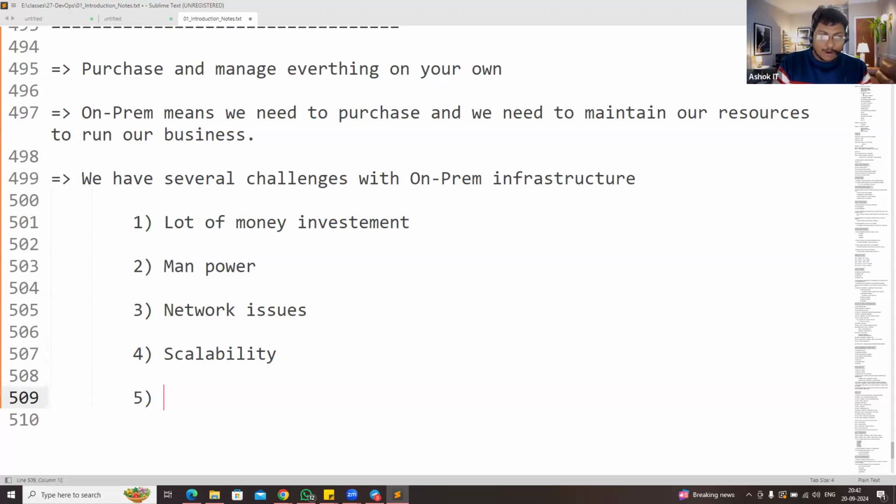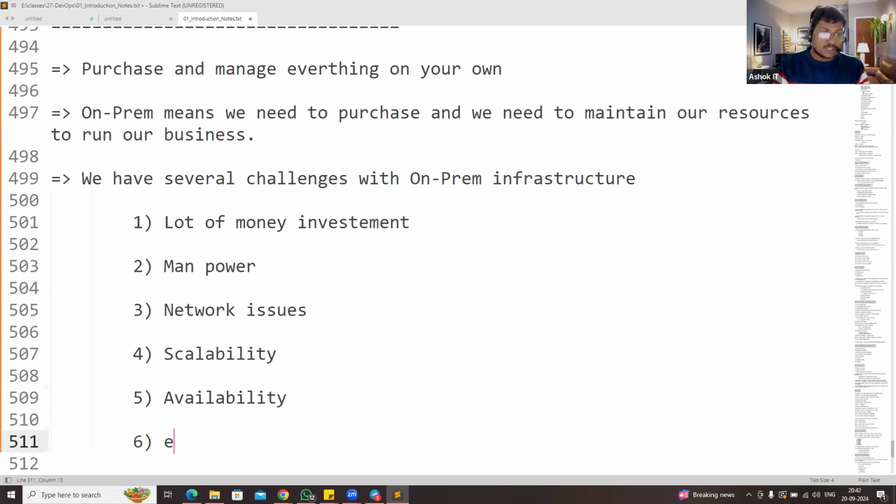And the next problem, availability. 24/7, your machines should be up and running. Then only your business will run. You cannot say that today there is a power cut in our area, our systems are stopped, our projects are not working. Can you tell that to the client? No. You need to take care of availability. 24/7, your systems and servers should be up and running. Customers should be able to access your application at any point of time.